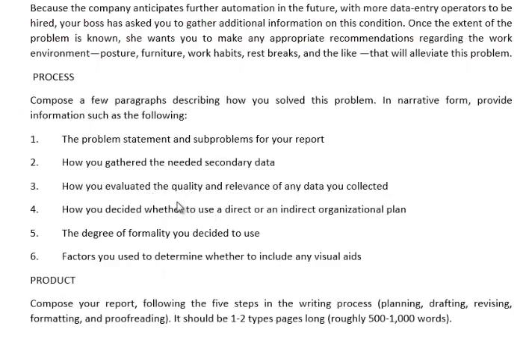So, how you evaluated the quality, how you decided whether to use a direct or indirect organizational plan. Remember, we discussed the distinction before: something that you think will be received well, you want to use a little bit more direct; something that you think might be met with skepticism or consternation, you may want to be a little bit more indirect to make it a little bit more palatable.